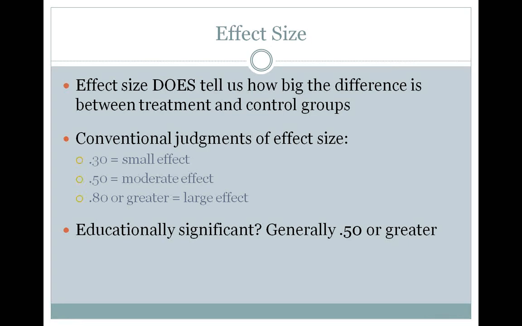There are conventional judgments of the effect size. 0.30 or less is a very small effect. 0.50 is considered a moderate effect. If you see an effect size of 0.50 or greater, you as a classroom teacher can say with confidence, this is something I should pay attention to, if in fact I'm teaching at the level that this study addresses. 0.80 or greater is a very large effect.